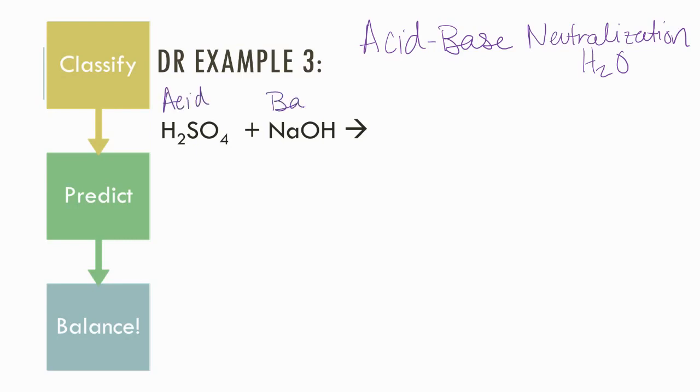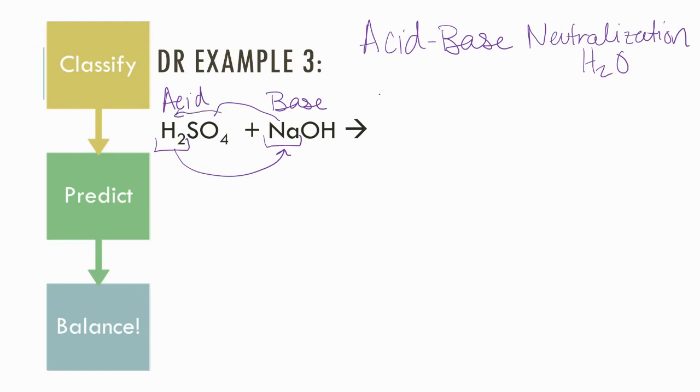This is the base because it ends in hydroxide. Again, I don't expect you to know that yet. We will talk about that soon. But this is going to help us think about what will be formed. So the cation here is hydrogen. The cation here is sodium. They are going to switch places.